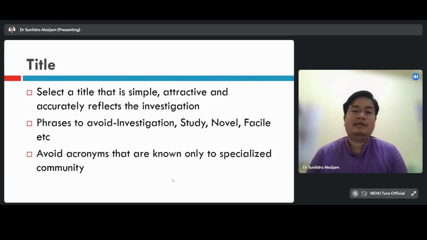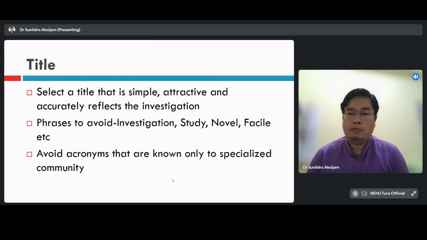And avoid acronyms that are known only to a specialized community. When you use a terminology in the title, you should be very cautious whether your target audience, your target readers, will be able to understand each term. So you should avoid any words that may create confusion, or that many of your readers may not know.